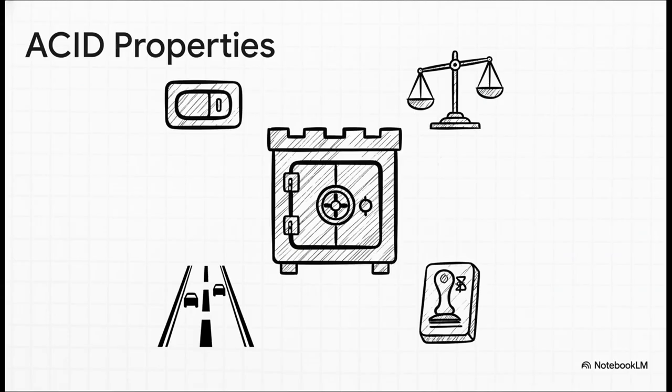A is for atomicity, that's the all or nothing part. C is for consistency, which ensures your data rules are never broken. I is for isolation, which is super important. It means multiple transactions happening at the same time can't corrupt each other. And finally, D is for durability. Once a transaction is done, it's done for good. It survives a crash, a power outage, anything. Together, they are the bedrock of reliable data.